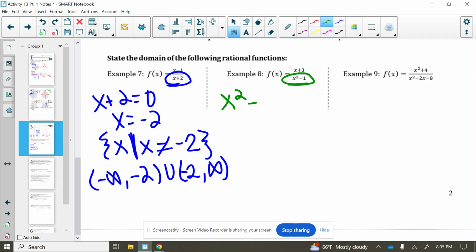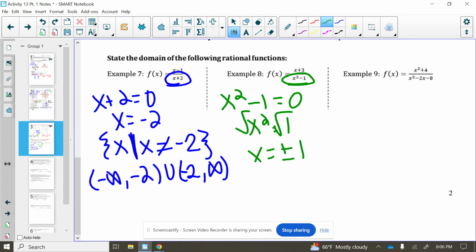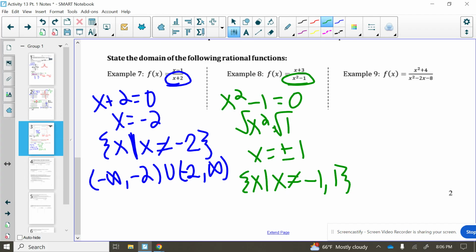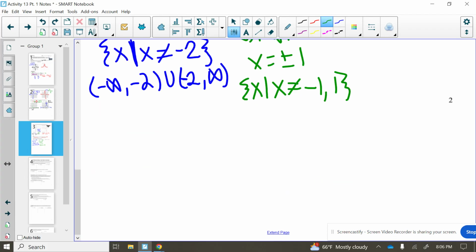On the next example, if we set x squared minus 1 equal to 0, we end up taking the square root of 1. So x is not going to be able to equal positive or negative 1 without some issues. So again, you might see that represented this way where we say it can be all x values except it cannot equal negative 1 or 1.